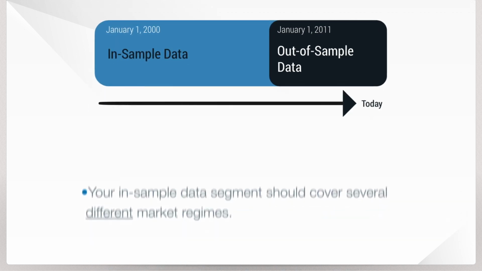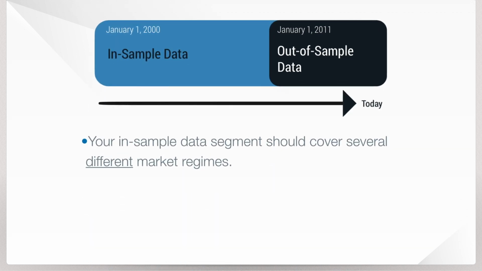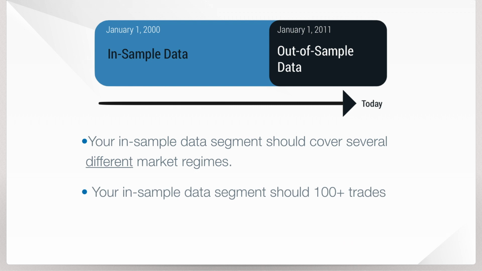First of all, your in-sample data segment should cover several different market regimes, okay? So this means bull market and bear market. This is to help ensure that your strategy is working in different market environments. So when you're developing your strategy, make sure it covers bull and bear markets. Your in-sample data segment should also contain over 100 trades. If it doesn't, you need to expand your in-sample data segment.